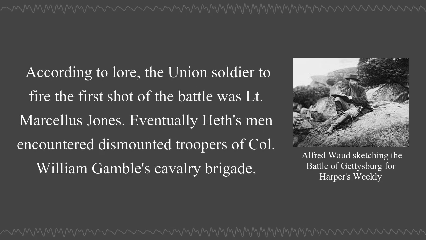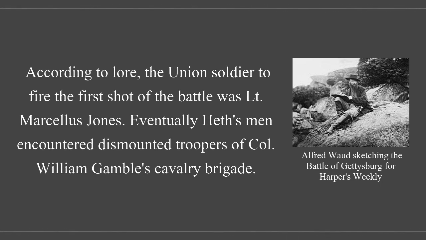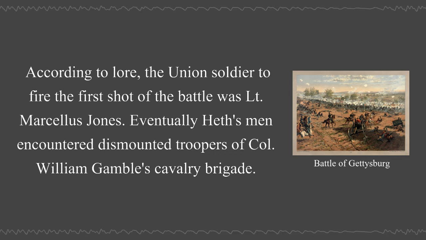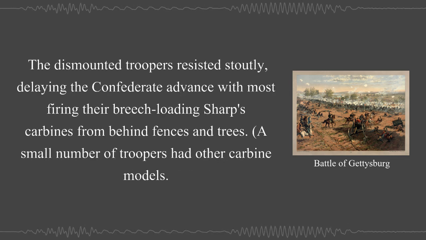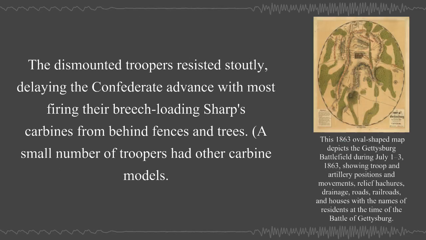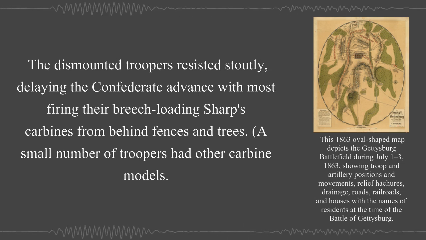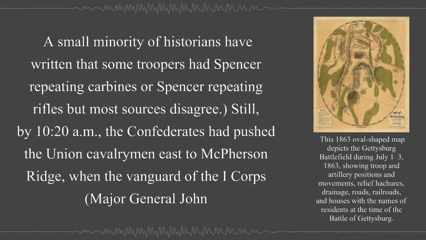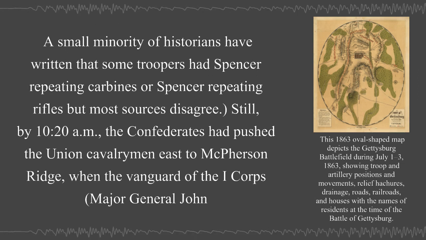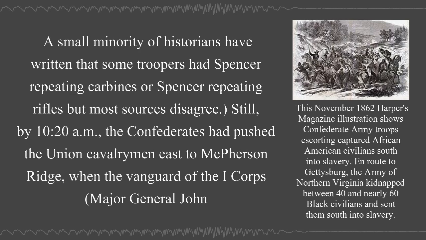According to lore, the Union soldier to fire the first shot of the battle was Lieutenant Marcellus Jones. Eventually, Heth's men encountered dismounted troopers of Colonel William Gamble's cavalry brigade. The dismounted troopers resisted stoutly, delaying the Confederate advance, with most firing their breech-loading Sharps carbines from behind fences and trees. A small number of troopers had other carbine models.